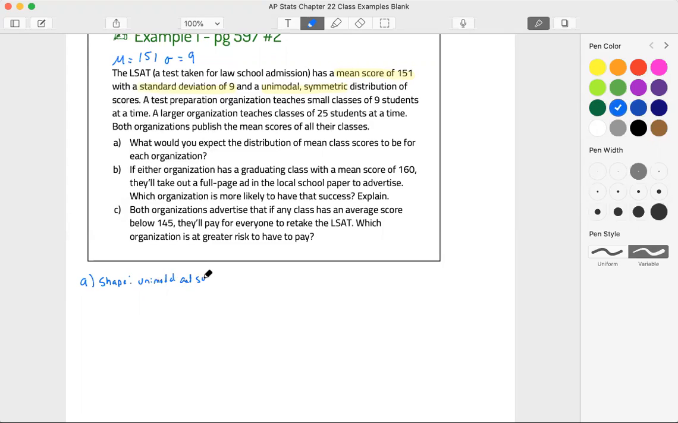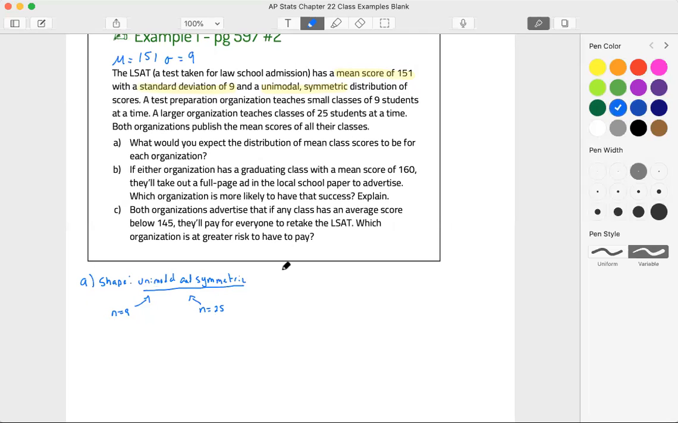Now, the smaller the sample size, the more like the population the sampling distribution is going to look. So the n equals 9 case is going to look more unimodal and symmetric, and n equals 25, since it's bigger, is going to be even more unimodal and symmetric. The key here is, if we had a skewed distribution, we would want a larger sample size to make sure our sampling distribution is unimodal and symmetric.